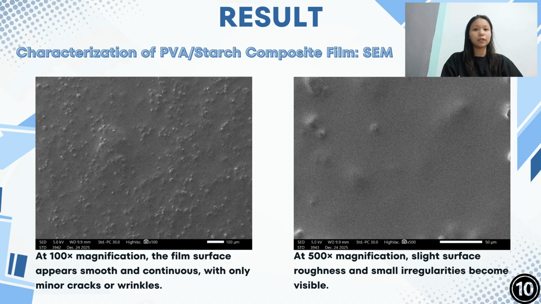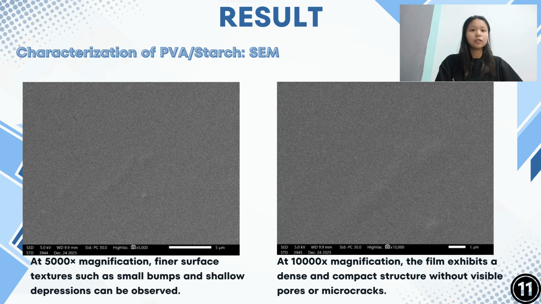When the magnification is increased to 500, slight surface roughness and minor irregularity can be observed. This indicates that the starch is well dispersed in the PVA matrix. At 5000 magnification, finer surface textures such as small bumps and shallow depressions can be observed. This indicates that starch is partially integrated and gelatinized in the PVA network.